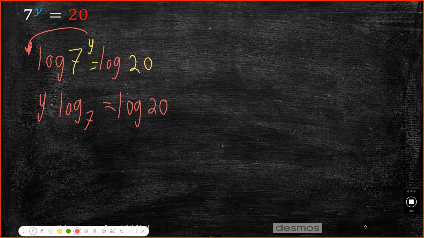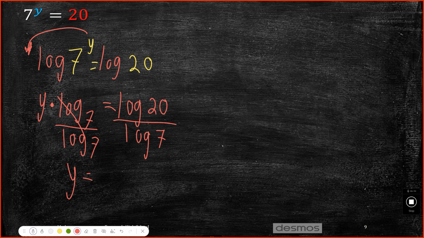Now, how can I get the y by itself? What is the opposite? Divide both sides by what? Log 7. Log 7. So now we got our y.